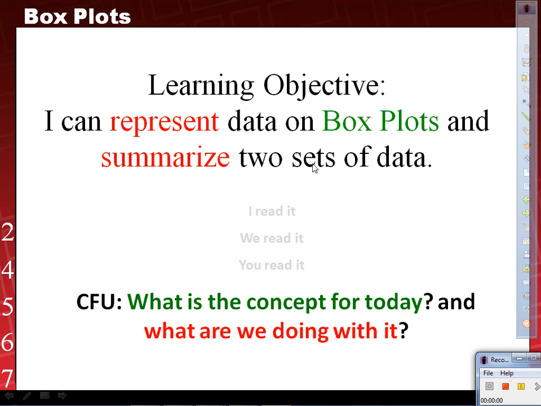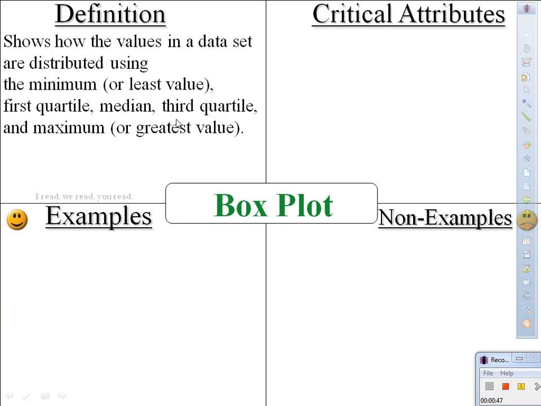Okay? So, box plots, what are they? Box plots show how the values in a data set are distributed using the minimum, first quartile, the median, third quartile, and the maximum. So how many different things does it use to show? The minimum, first quartile, the median, third quartile, and the maximum. So how many items? 5.